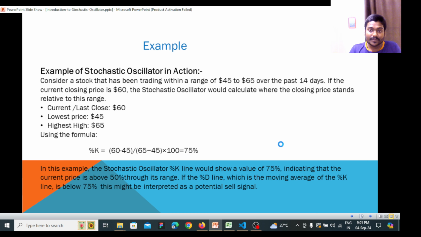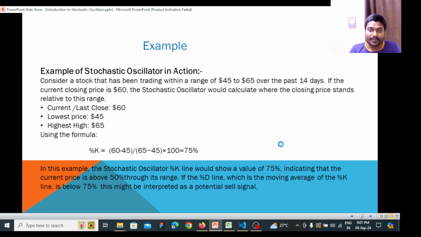So here we import the libraries. yfinance is used for fetching the historical dataset, which is provided by Hackveda. Next, we use pandas for data manipulation and matplotlib for plotting the graph. Next, we use a function to calculate the stochastic oscillator. Here we use 14 days, the lowest price and the 14 days highest price, and we calculate the percentage of the stochastic oscillator.